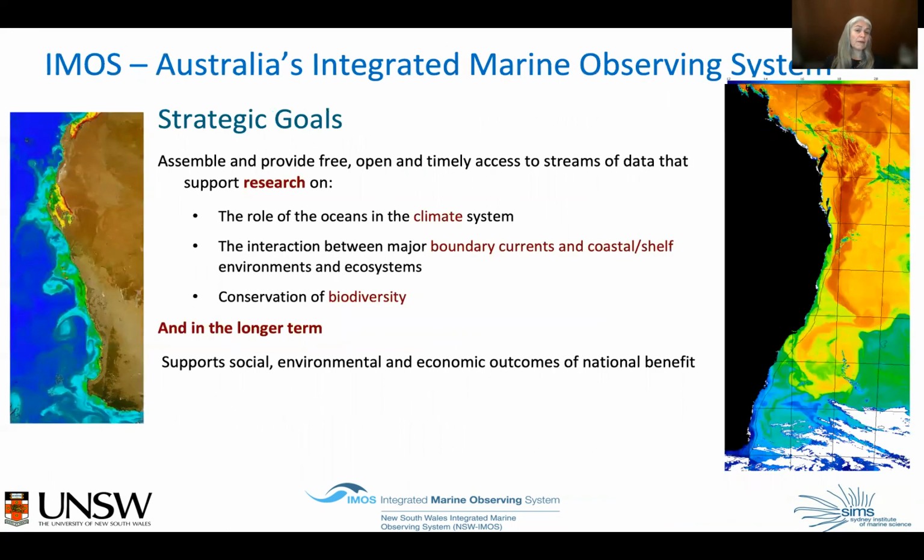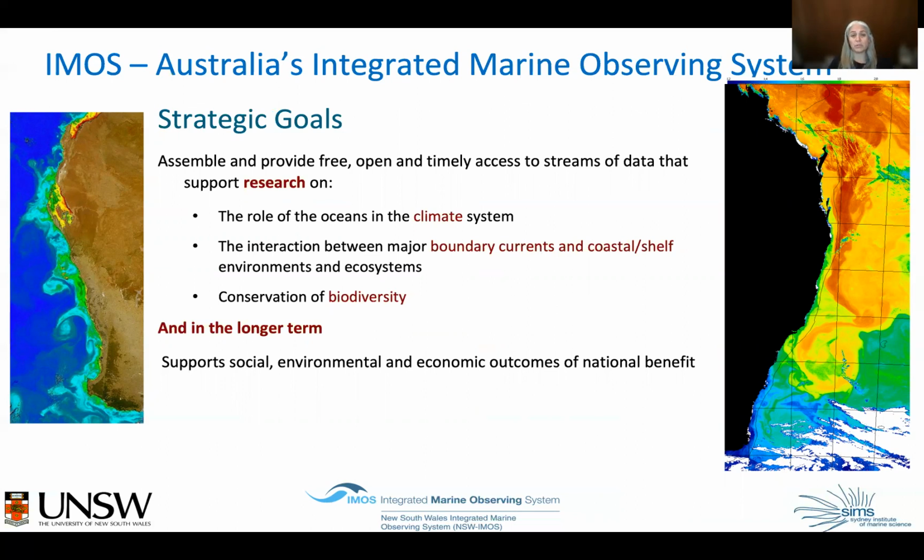So I'm very fortunate that I arrived back in Australia back in 2006, right at the start of Australia's integrated marine observing system. It has a number of strategic goals. Firstly, to assemble and provide free, open and timely access to data streams that support research. It is a research infrastructure scheme, and we've had to evolve over the last 15 years. We're supporting research on the role of the oceans in the climate system, supporting research on the interaction between major boundary currents and coastal and shelf environments and ecosystems, and support research on the conservation of biodiversity.